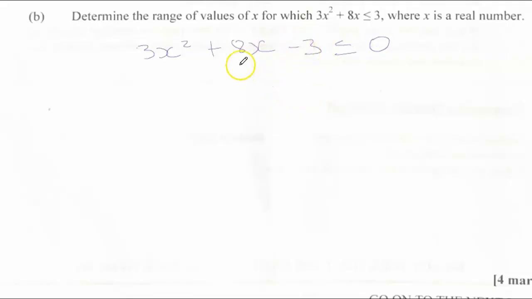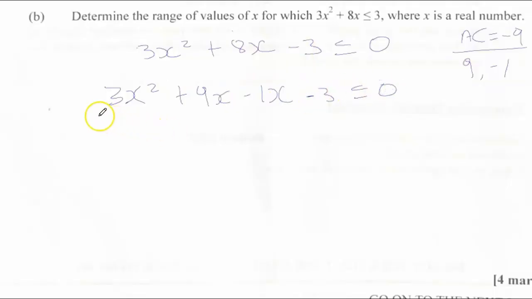Let's factorize. So factorizing, I'm using the AC method. So AC, that's 3 times minus 3, that's negative 9. So we need two numbers that multiply to give minus 9 and add to give positive 8, that's 9 and minus 1. So we rewrite the middle term as positive 9x minus 1x, and then we restate the rest of the terms. So we factor by grouping.